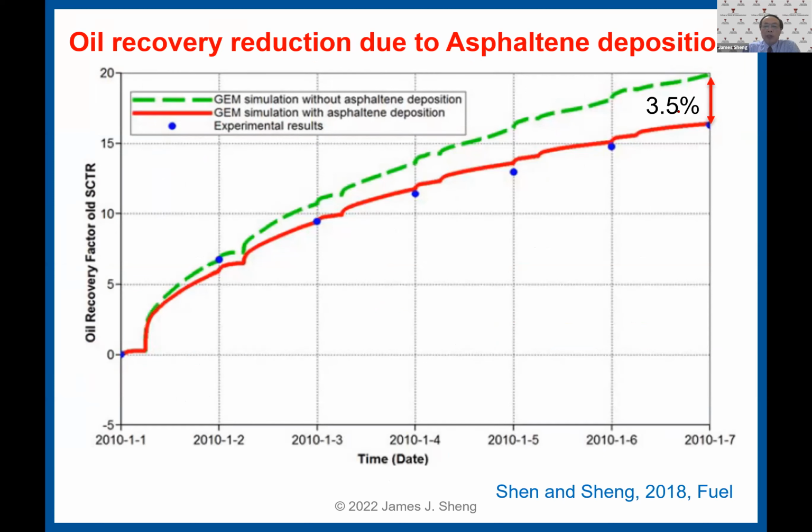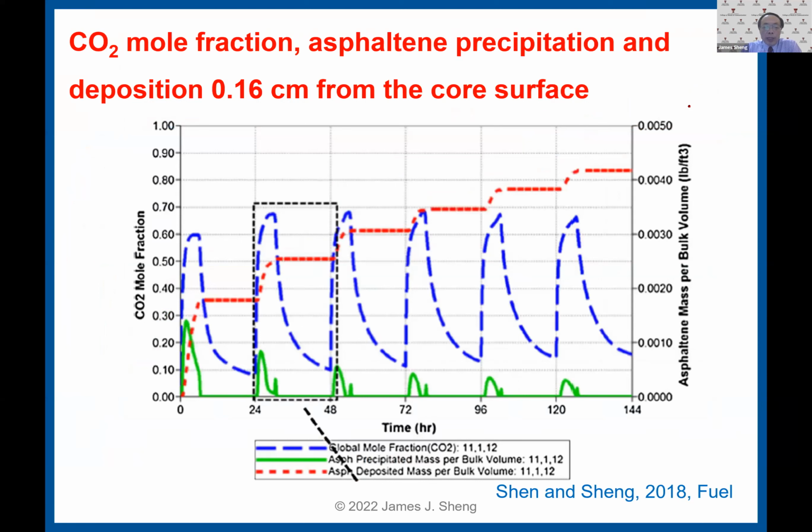Okay, so next, we have such an S14 deposition issue. How significantly could it affect the oil recovery? We did a simulation, and here is the oil recovery at different times. We can see 1, 2, 3, 4, 5, 6 cycles, also 6 cycles. We assume this is with S14 deposition, and this green one is without. So now we can say deposition could cause about 3.5% oil recovery decrease.